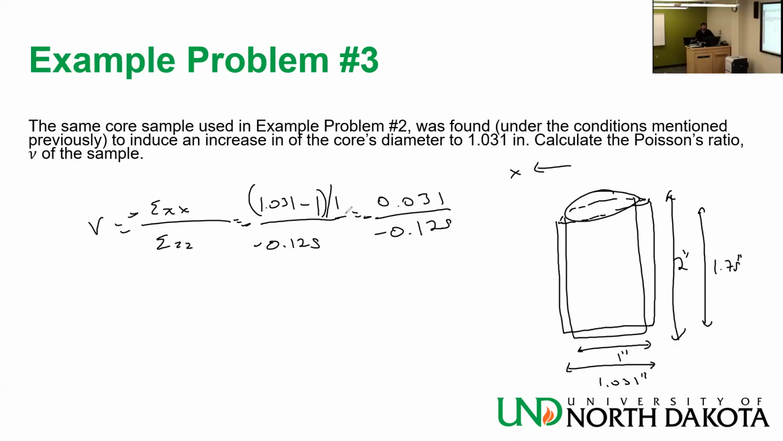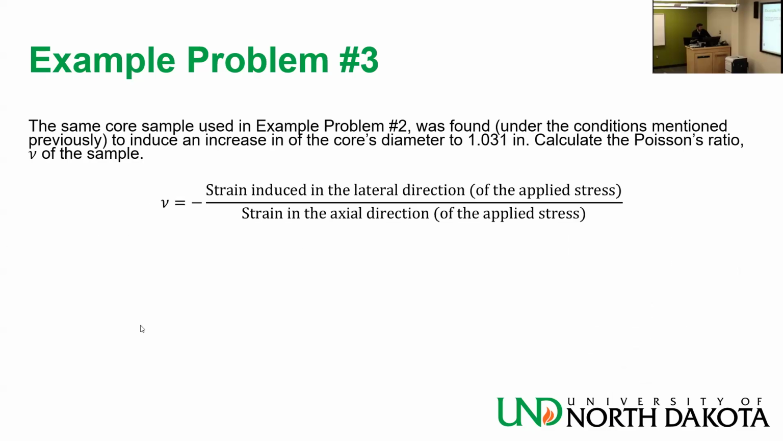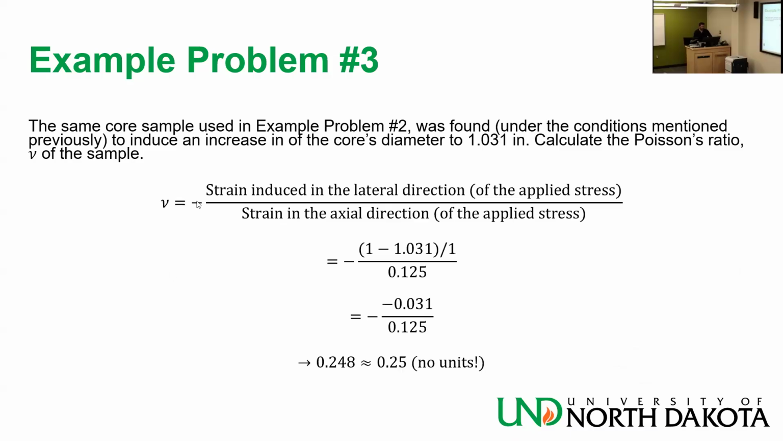Which should be something like, let's see, 0.248 units. And that's when I check myself: is it between 0.1 and 0.4? Does it make sense for a core? And the answer is yes. 0.25 is a logical Poisson's ratio for rock.